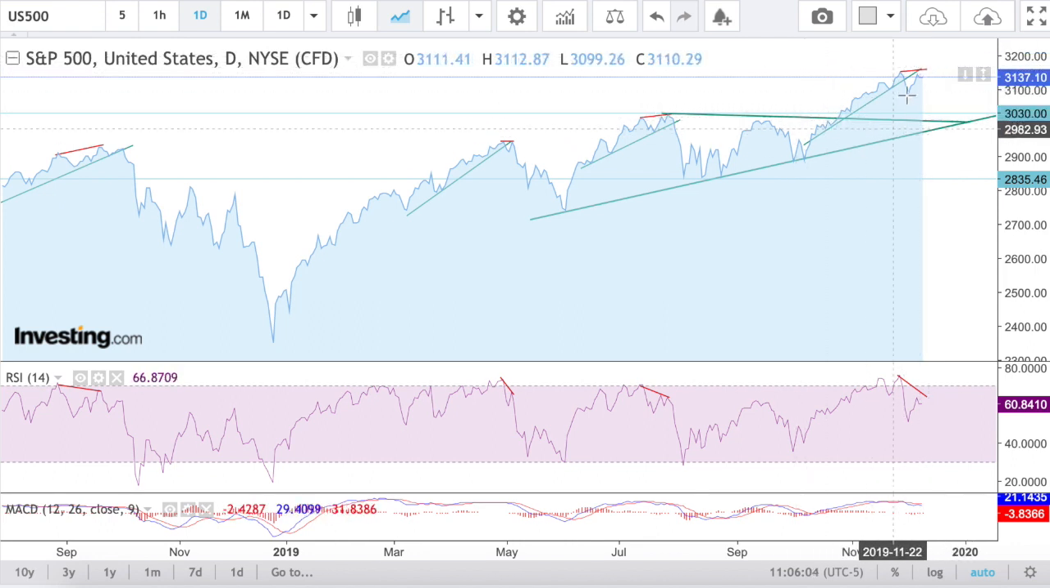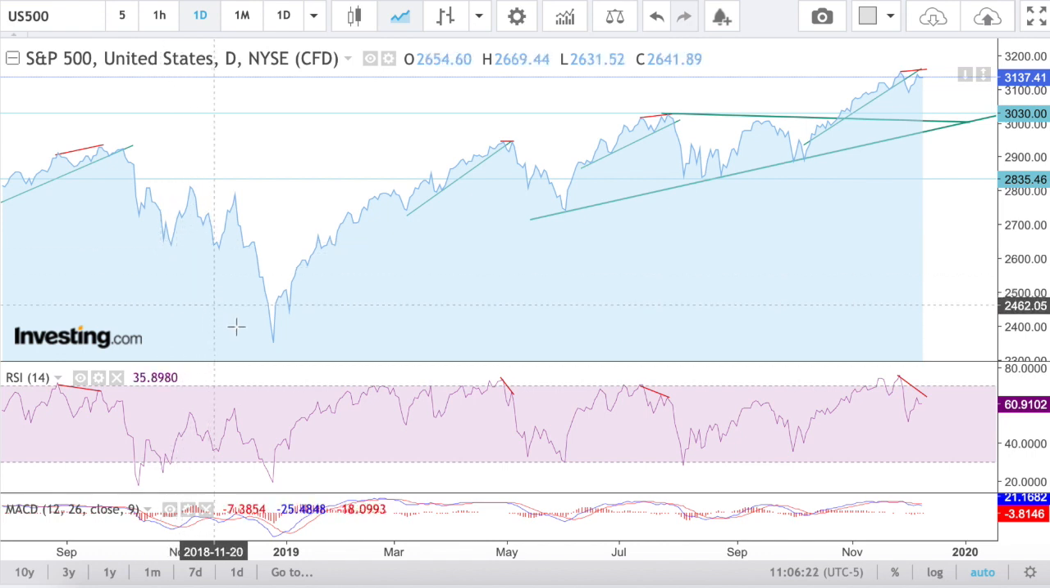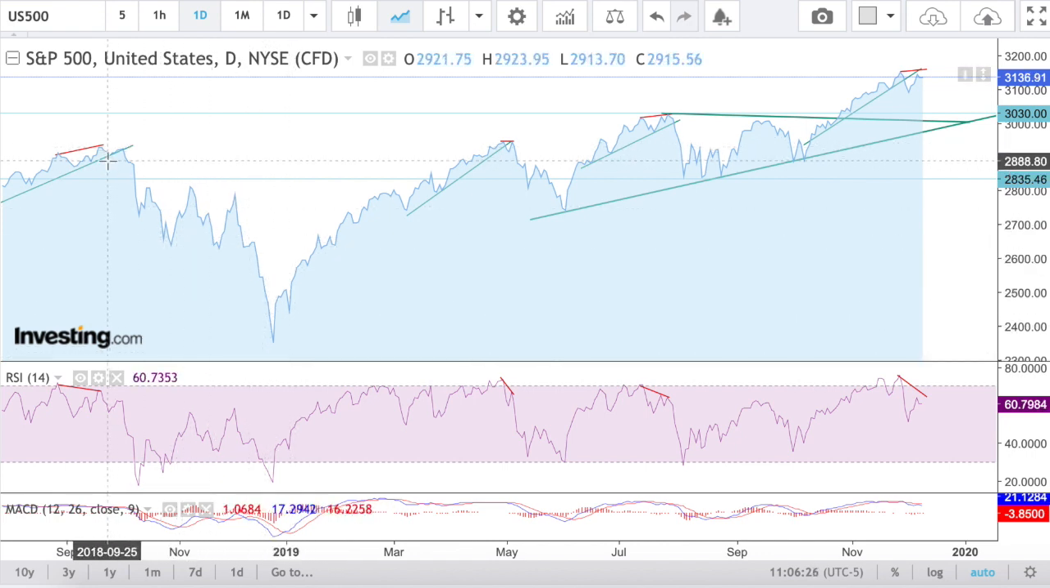Is this correction going to potentially morph into something bigger than just a simple correction, or is this going to be another stock market crash leading into 2020, just like we had here a stock market crash leading into 2019? We'll see if the exact same thing happens or not.